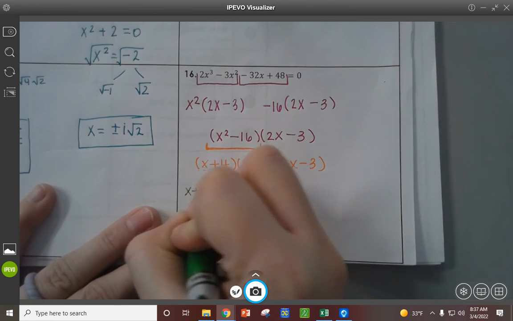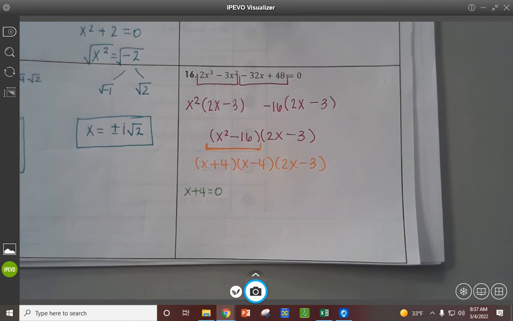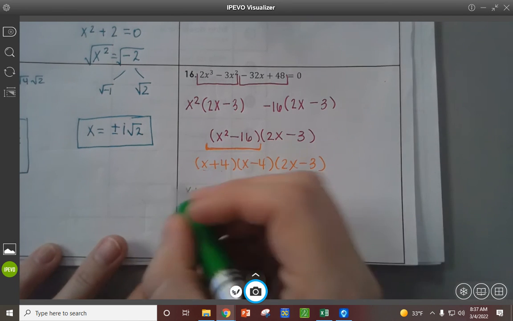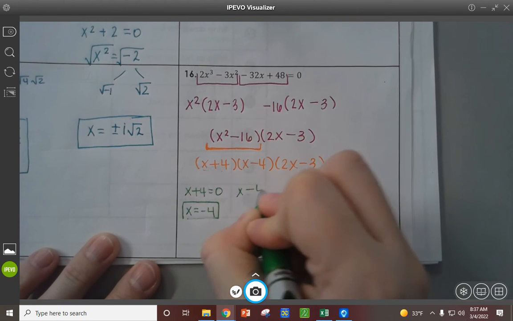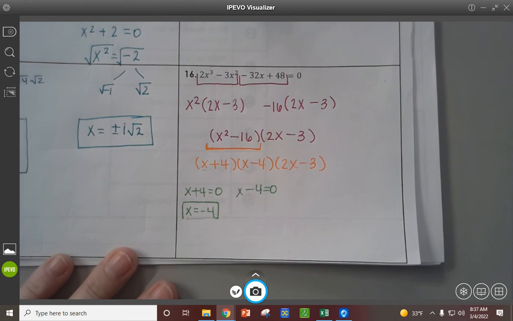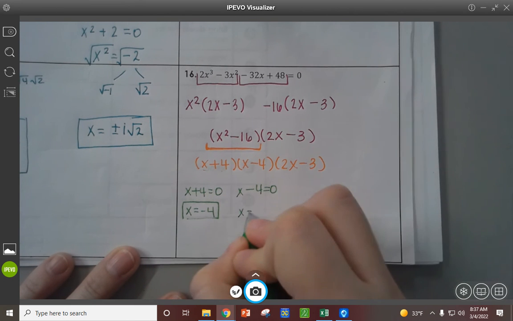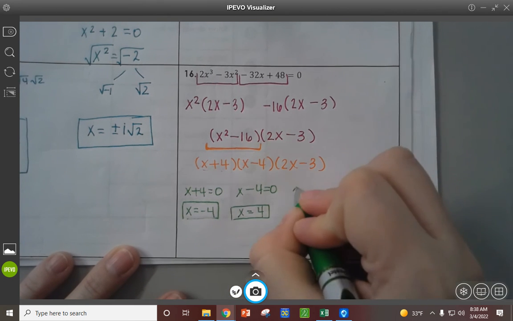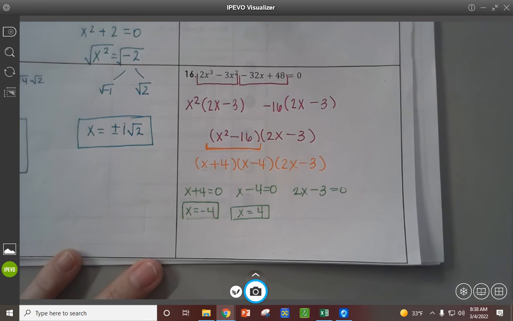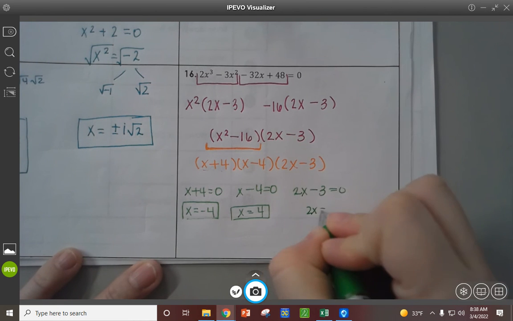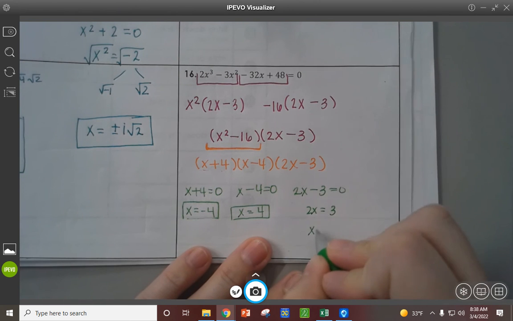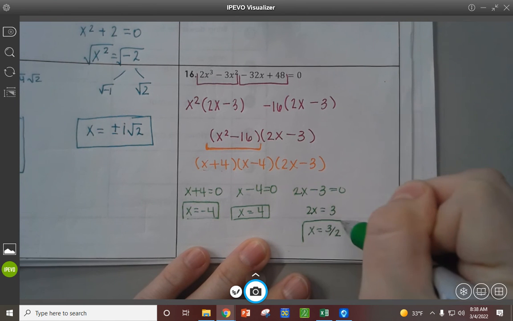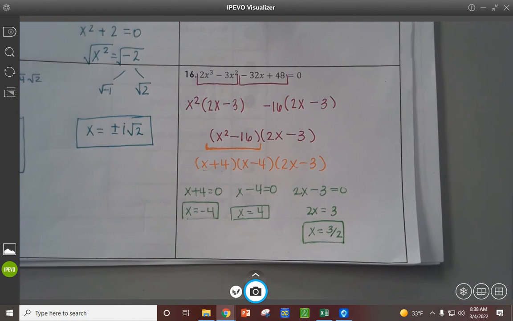So then we have x plus 4 equals 0. So what does x equal? Negative 4. x minus 4 equals 0. What does x equal? Positive 4. 2x minus 3 equals 0. Got to add 3 to both sides first. And then you divide by 2 to get 3/2. Any questions?